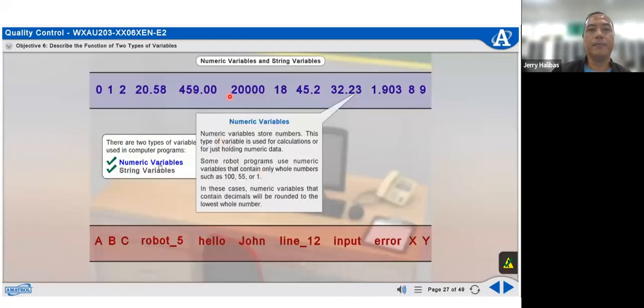Okay, so the types of variables could be either numbers or strings. With numbers, of course, if there is a decimal, it becomes a floating point. If there is no decimal, it's an integer. They belong to numeric variables. When you have characters, a group of characters in the form of a string, those are string variables, the one below.